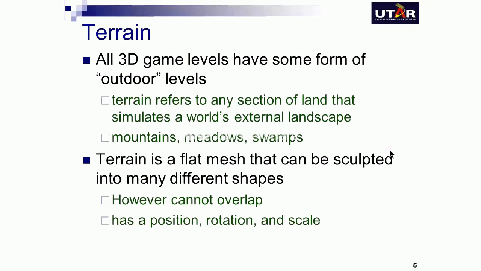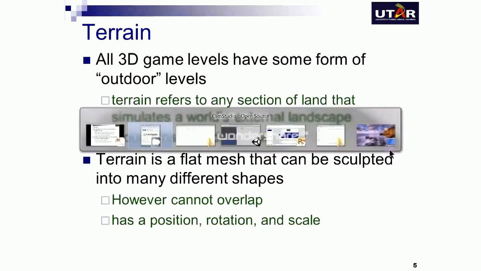And you can sculpt the terrain into many different kinds of shapes, with the only limitation is that terrain cannot overlap. So you cannot have one terrain overhanging onto another terrain, like a cave, for example. But all terrain, just like any game objects, they have a position, a rotation, and a scale. So let's look and see how we can create the terrain in Unity.